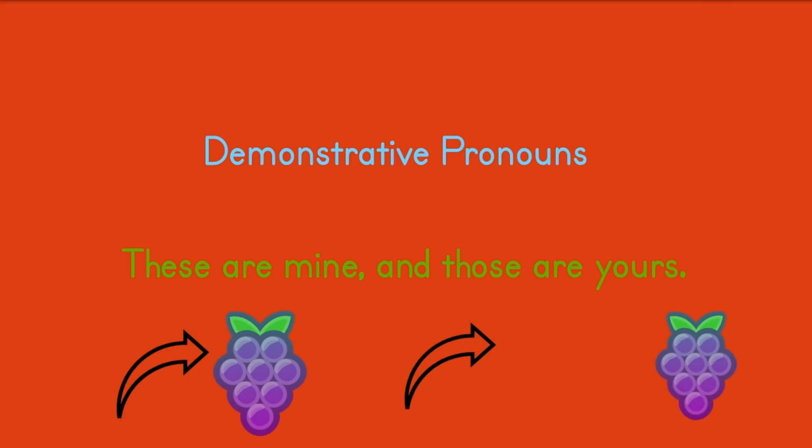In the sentence, these are mine, and those are yours, both these and those are plural demonstrative pronouns. Let's pretend that they are replacing the noun grapes. These grapes would indicate the ones close to or that can be touched by the speaker or writer, and those grapes would indicate the ones that are separated and cannot be touched by the speaker or writer.